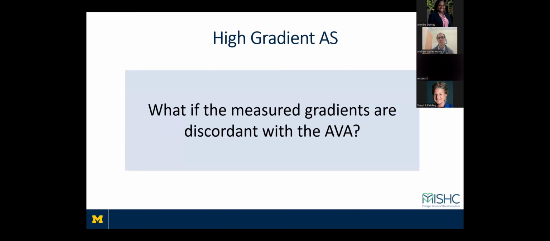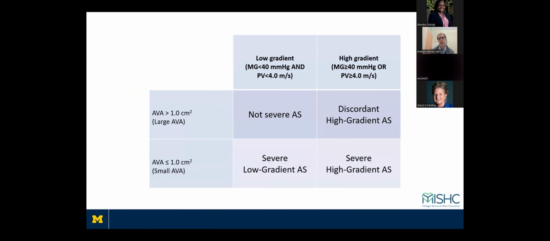But the question becomes, what if there's not agreement between the measured gradients and the measured aortic valve area? That would be called discordant aortic stenosis. And so you can really come up with a 2 by 2 matrix of possibilities here based on the measured gradients as we see above, and the size of the aortic valve area being large in the top row here, or a small aortic valve area of less than 1 centimeter squared on the bottom row here.